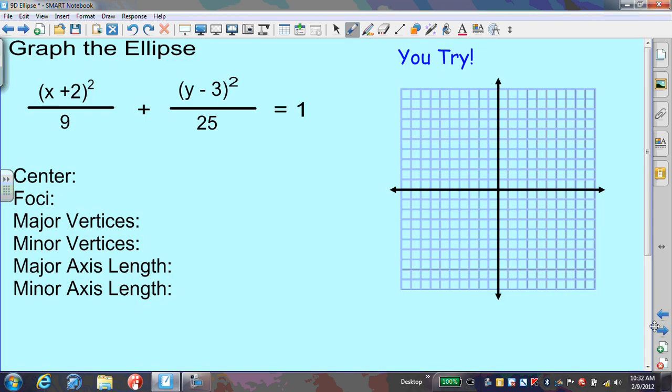Next thing is, I want you to try this problem here. So notice the orientation based on your A and B. Draw it out first and then go ahead and fill in the information.